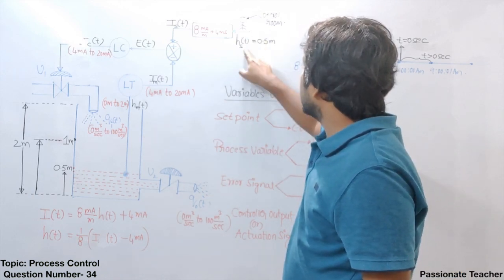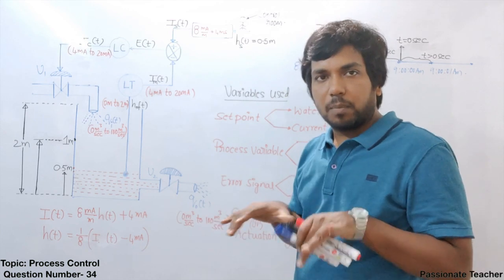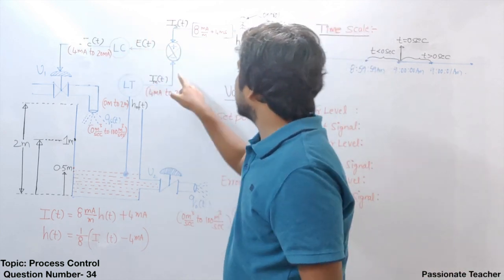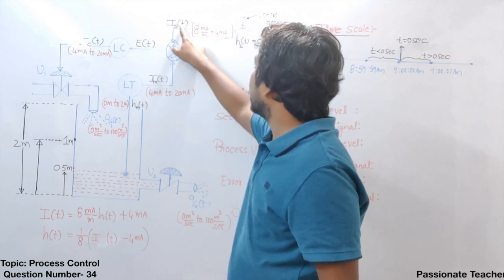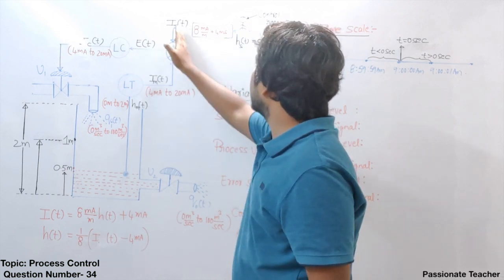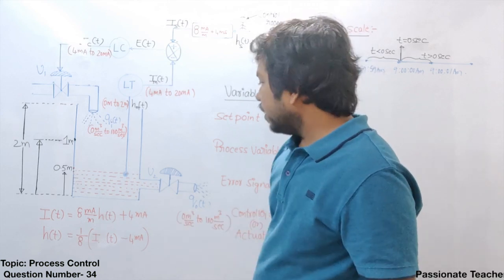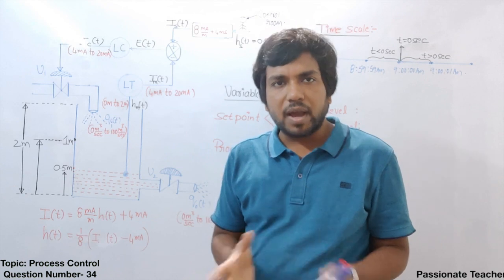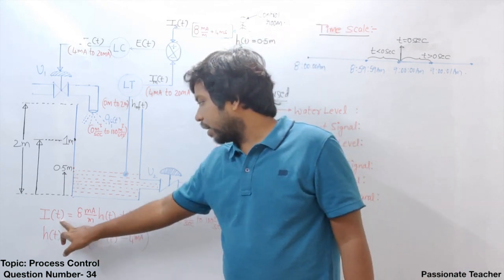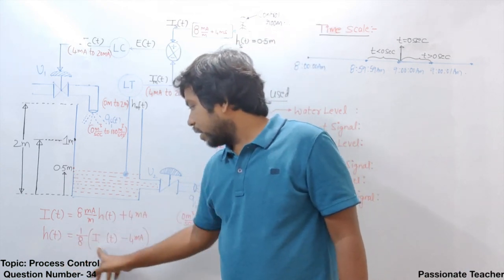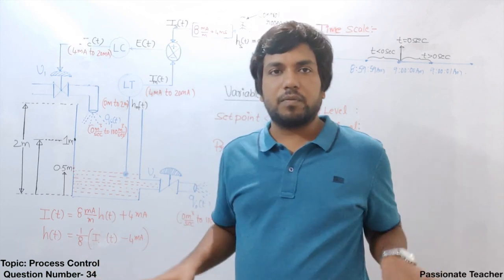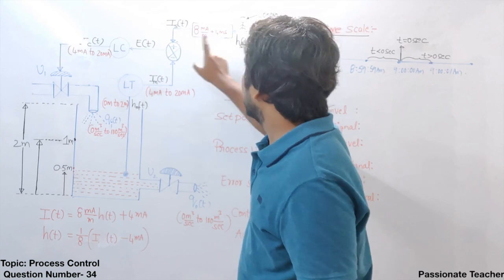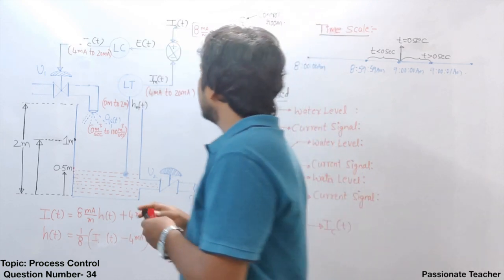So when he enters 0.5 meter in the control room computer, the back-end closed loop control system will consider the current IS of t. Now what is the relation between current and water level? I already told you the relation. Wherever you require the relation between water level and current, we should use this one, irrespective of the device. Corresponding to 0.5 meter, there will definitely be some current produced here.